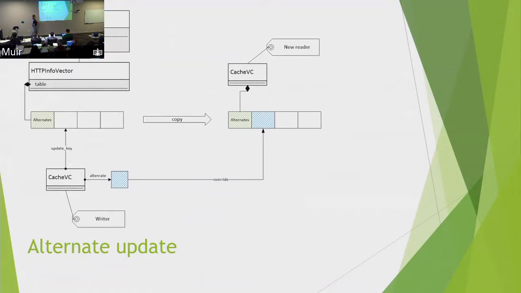What about stuff like lifetime? Does the lifetime of the object in cache have different behavior, whether it's an alternate or whether it's a separate object? Actually not.